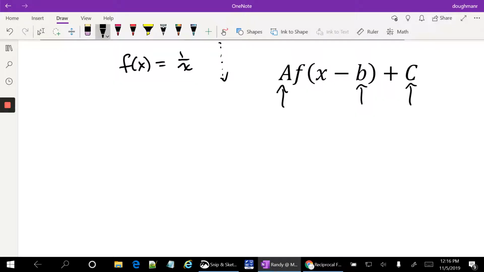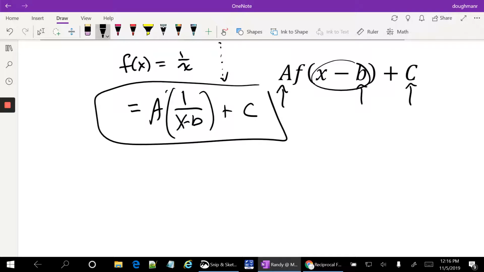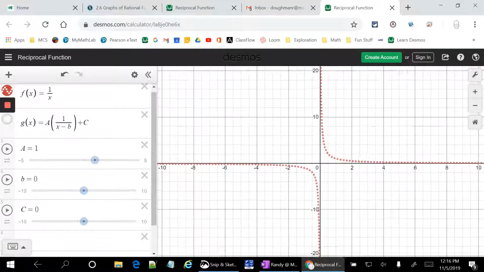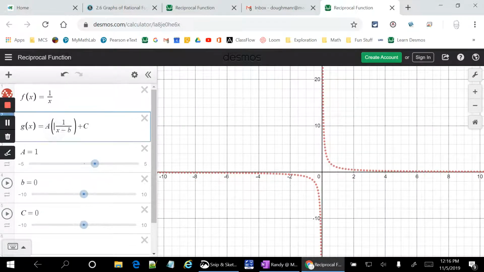So if this is what I want to see, how do I make those changes, a, b, and c, to the baseline? So this is, instead of inputting x, I'm inputting x minus b. So x minus b goes there. I'm multiplying that by a, and I'm adding c. So that's the graph I want to analyze. And we'll go back here, and we'll go ahead and put in that graph.